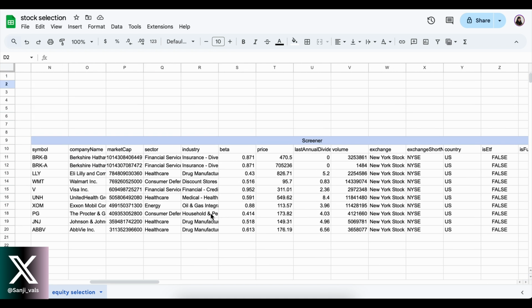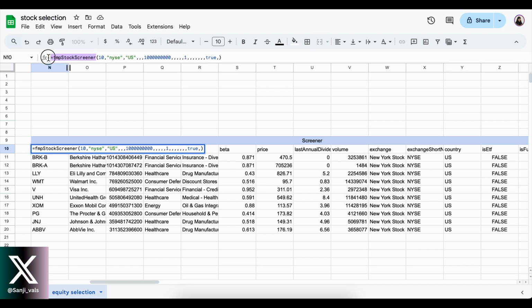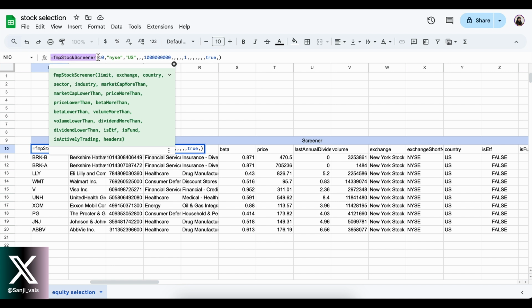First we will be using Google Sheets and the Financial Modeling Prep add-on that you can connect to Google Sheets. I'll place the instructions below this video. You also need to obtain your custom API key from Financial Modeling Prep. After doing that, you need to construct the stock screener yourself. In Google Sheets, simply click on an empty cell and use the formula, which is equals FMP stock screener. Then inside here, you input the parameters.